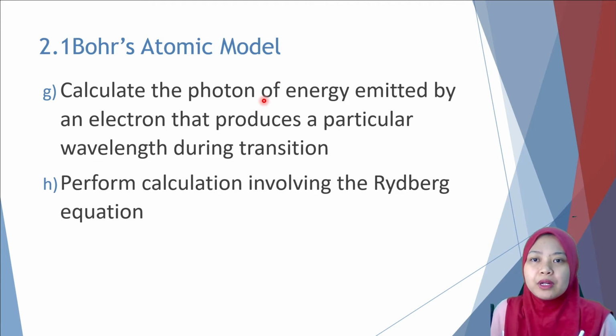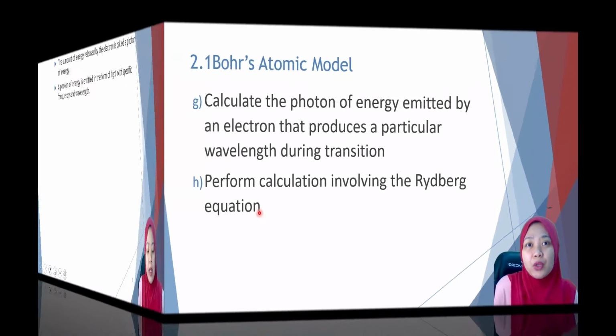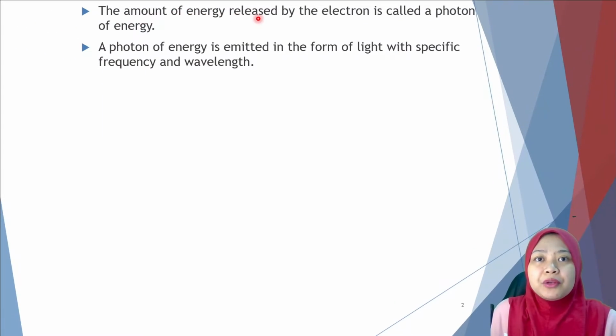The second learning outcome is to perform calculation using Rydberg equations. There will be a formula which we are going to call Rydberg equation. The amount of energy released by the electron is called a photon of energy. A photon of energy is emitted in the form of light with specific frequency and wavelength.